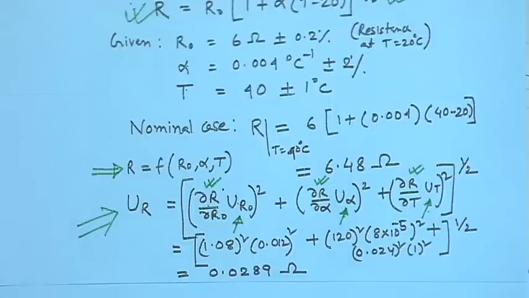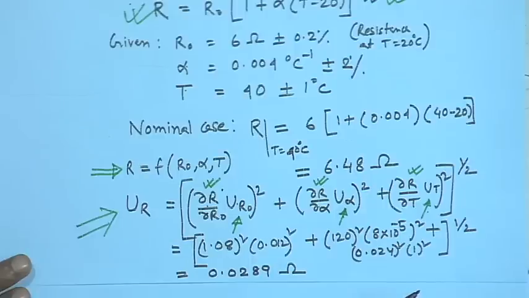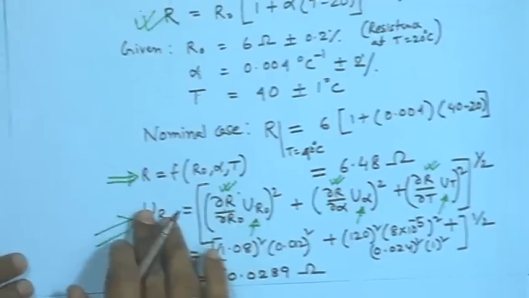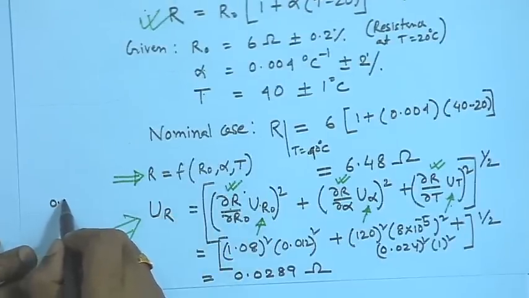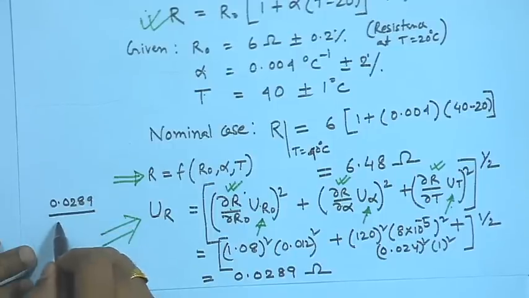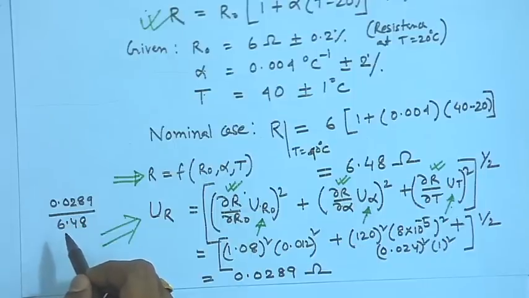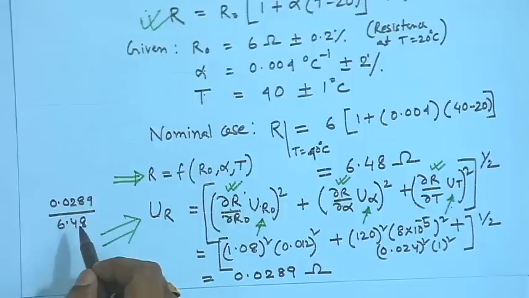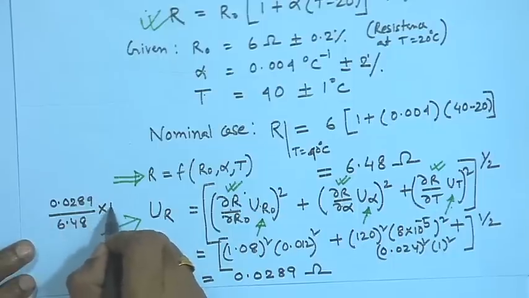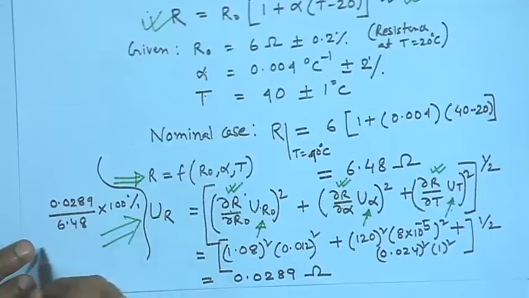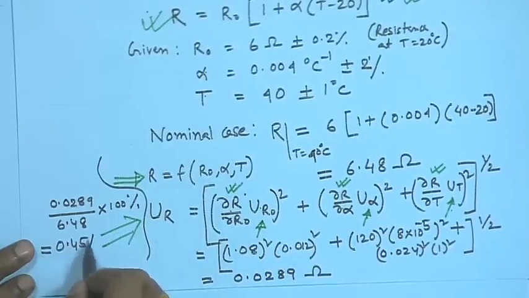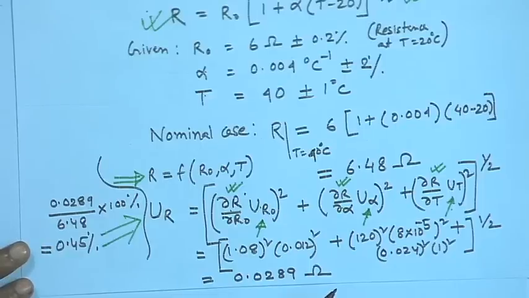So the uncertainty in the computation of resistance at 40 degrees Celsius is 0.0289 ohm. If you want to express this in terms of percentage, we can do that. 0.0289 divided by 6.48, you remember 6.48 is the resistance under nominal case, into 100%. This will come as 0.45%. So, we now know how to compute the overall uncertainty in the measurement. Let us take another example.